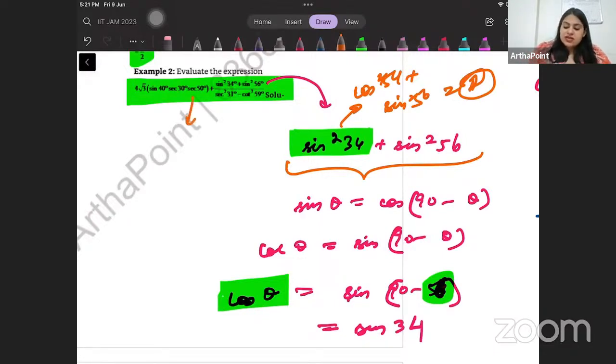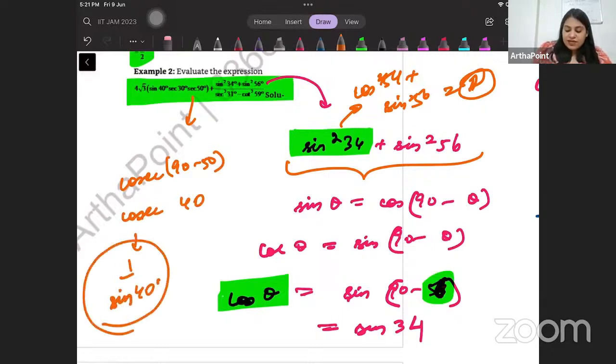This sec 50 can be rewritten as cosec 90 minus 50. That means cosec 40. And cosec 40 is 1 by sine 40. So 1 by sine 40 into sine 40 will cancel out each other. Then only sec 30 will be left there.